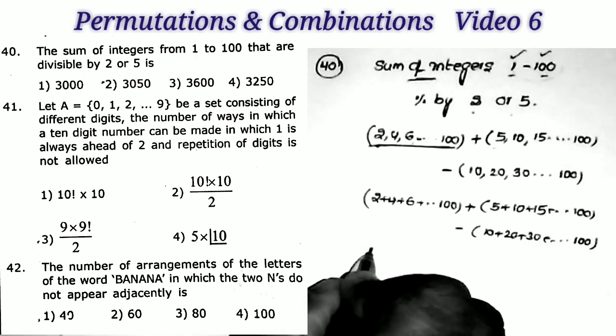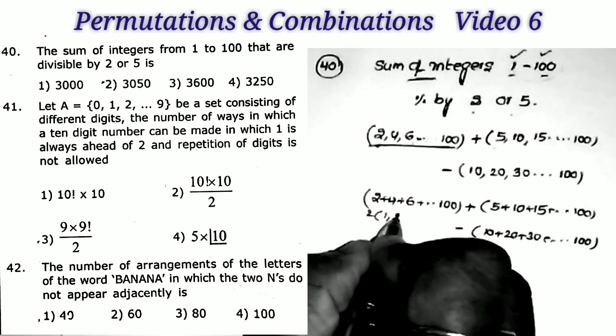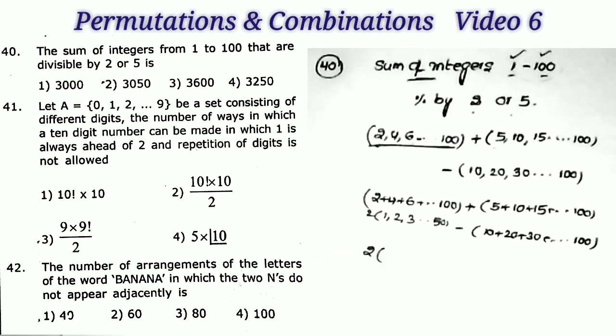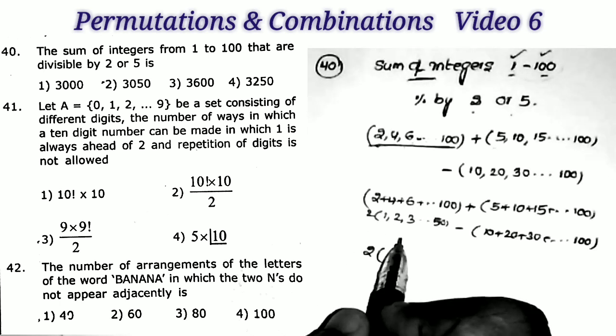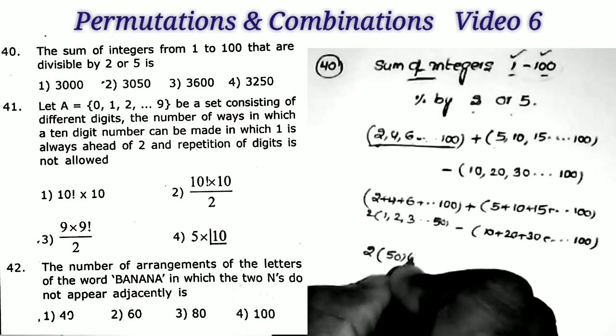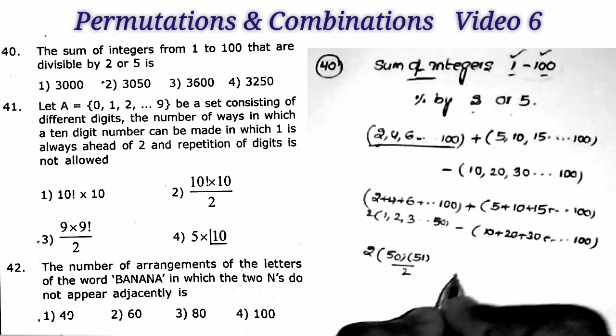So first, taking 2 common here, 2 into... After taking 2 common, what do we get here? 1, 2, 3 and so on up to 50. Now 1 plus 2 plus 3 and so on plus 50 is the sum of the n natural numbers. The sum of the n natural numbers is equal to n into n plus 1 by 2. Understand? First I take 2 common here, then we get 1 plus 2 plus 3 and so on plus 50. That is the sum of n natural numbers, n into n plus 1 by 2, where n is equal to 50. So 50 into 51 by 2.